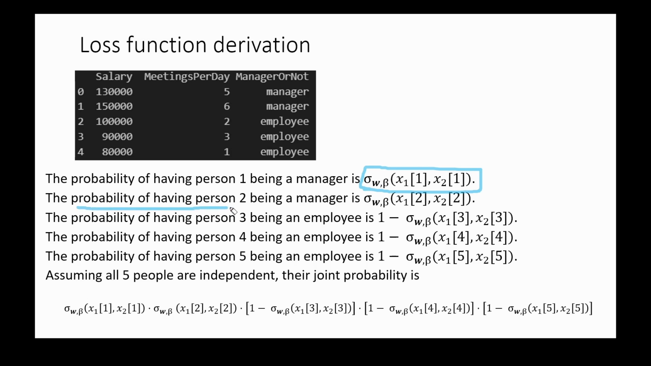Similarly, the probability of person number 2 being a manager is this expression. Okay, the probability of person number 3 being an employee is 1 minus the probability of being a manager. And then the probability of person number 4 being an employee is 1 minus that. Similarly, the probability of person number 5 being an employee is again 1 minus the sigmoid function. Now let's assume that all 5 employees are independent, then their joint probability is simply the product of the individual probabilities.